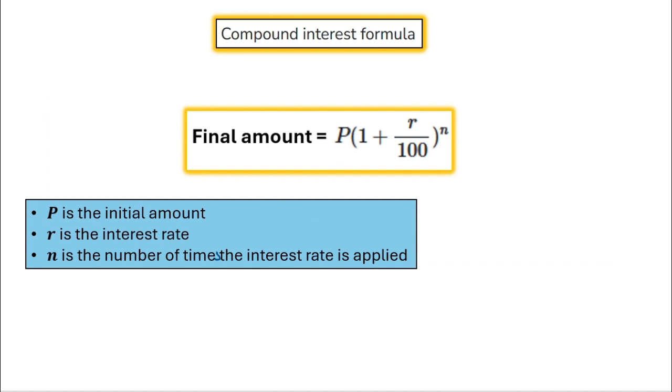The formula that we want to use is the following. Final amount equals P, which is the initial amount, brackets 1 plus R, which is the interest rate, brackets closed, raised to the power of n, and n is the number of times interest rate is applied, and normally is the number of years. So let's use the formula.